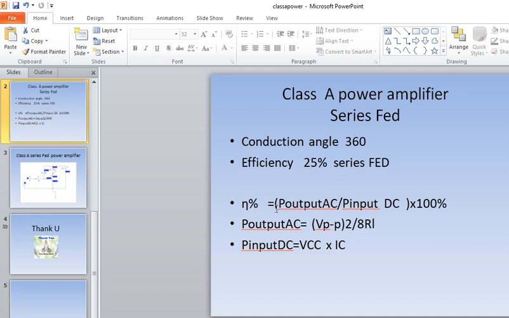Efficiency is given by P out AC, power output AC, divided by P input DC, into 100%. P output AC is calculated by taking V peak to peak whole square divided by 8 RL. And P input DC is VCC into IC. We have to calculate this.